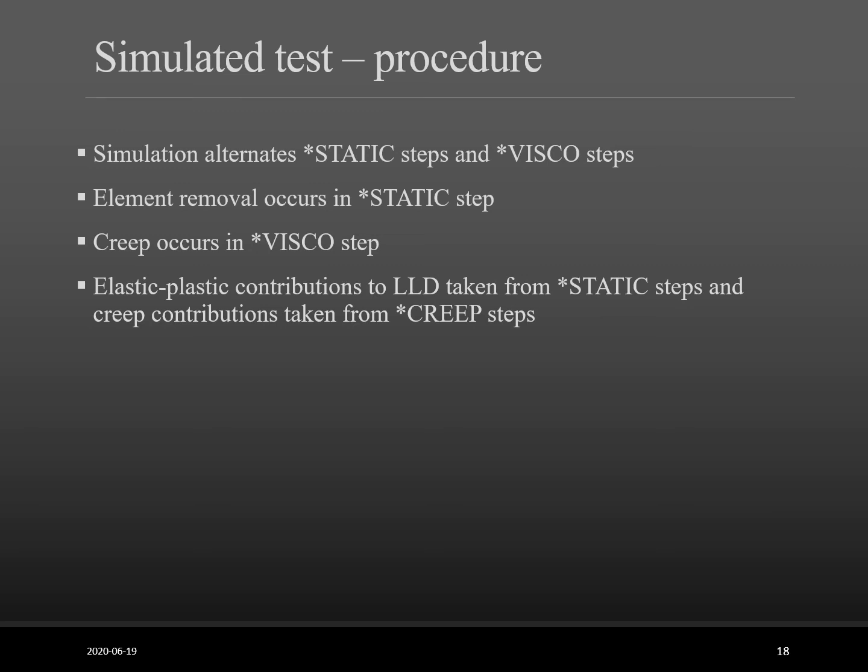A visco step would then follow, allowing for further creep deformation until the crack had grown by the length of an element, in this case 0.02 mm, and then another static step would occur in which another element would be removed. This alternating process repeated itself until the full crack length of 2 mm had been attained. The benefit of this method is that in the static steps the specimen will only deform in an elastic plastic manner, and in the visco steps it will only deform by creep. The separate contributions to the load line displacement can therefore be easily extracted from each of the two different types of step.